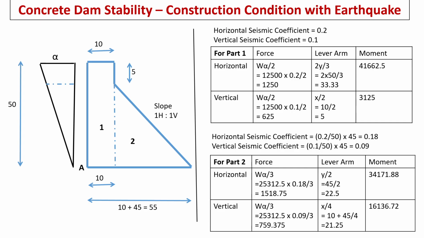Dotted line shown on the left side variation. Same has been calculated for part 2. You can see the variation. We have already worked out weights for first part and second part. Using them, geometry details, we can work out force, lever arm and moments as shown here.